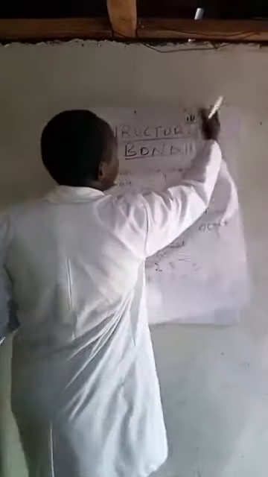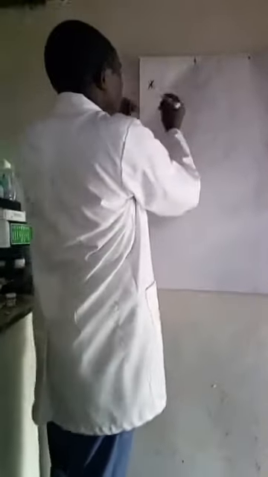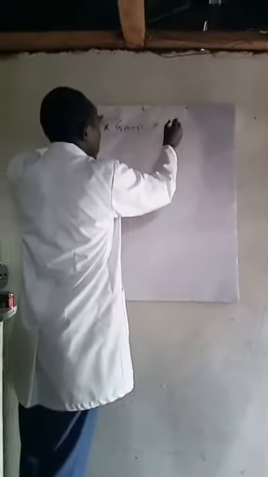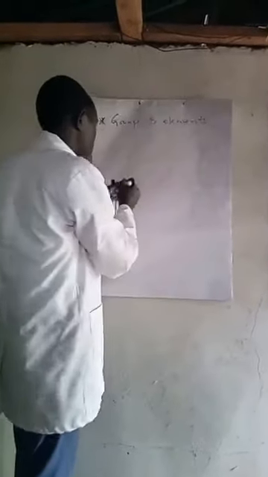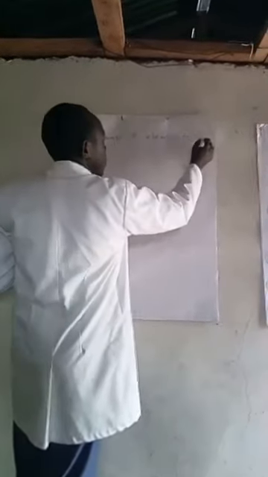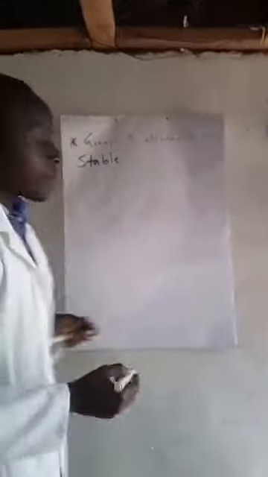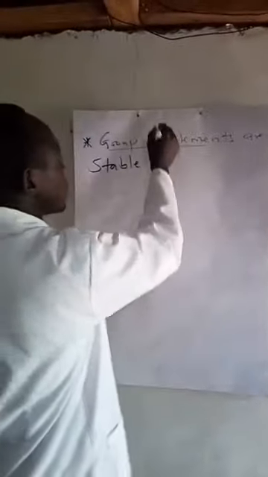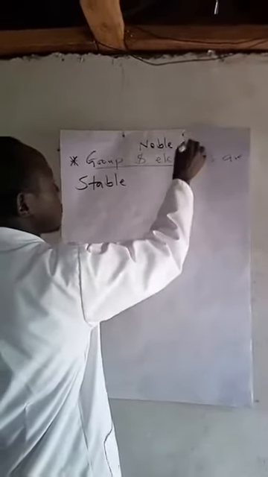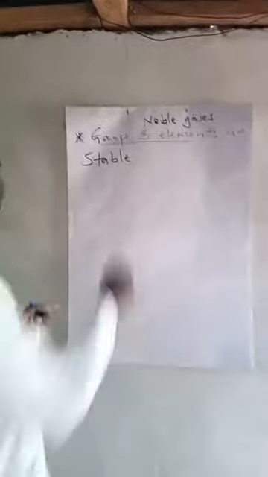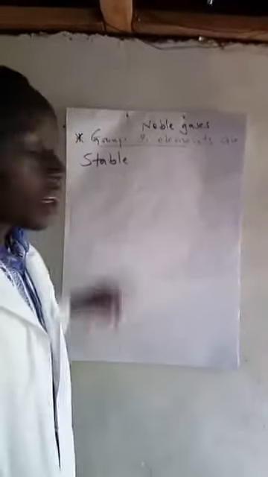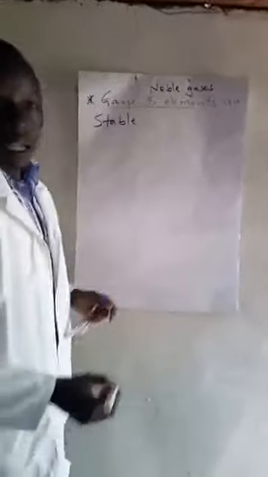Something else we need to note, point number 2, is that group 8 elements are stable. So all group 8 elements are stable. When we say group 8 elements, we mean the noble gases. Noble gases are stable because they either have an octet or a duplet, and the examples we have seen.